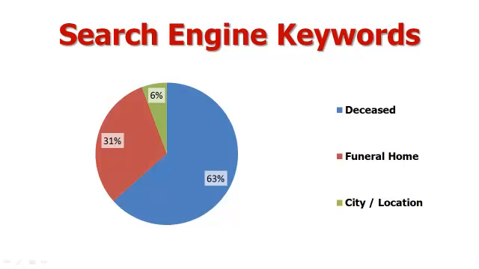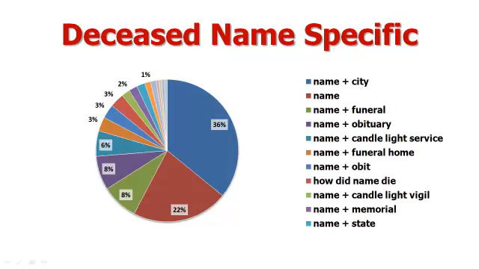But let's see what they're specifically searching for. For searches with the deceased name specifically, you can see that a lot of people search for it. They put the person's name in and then the city.